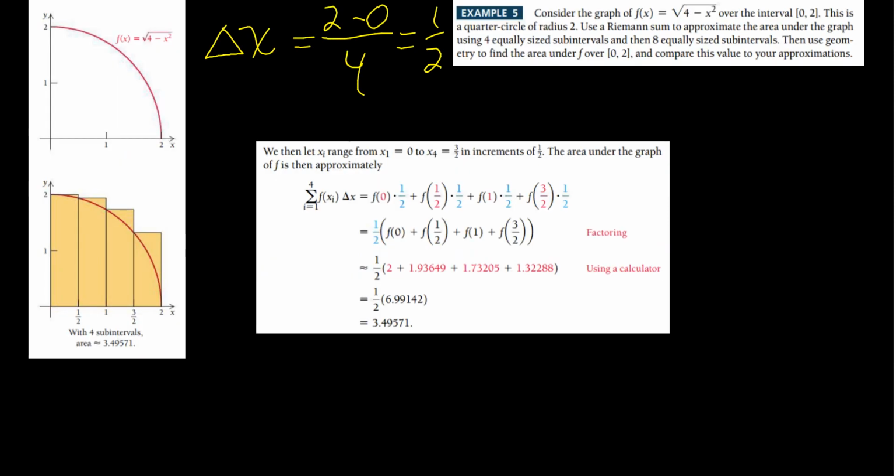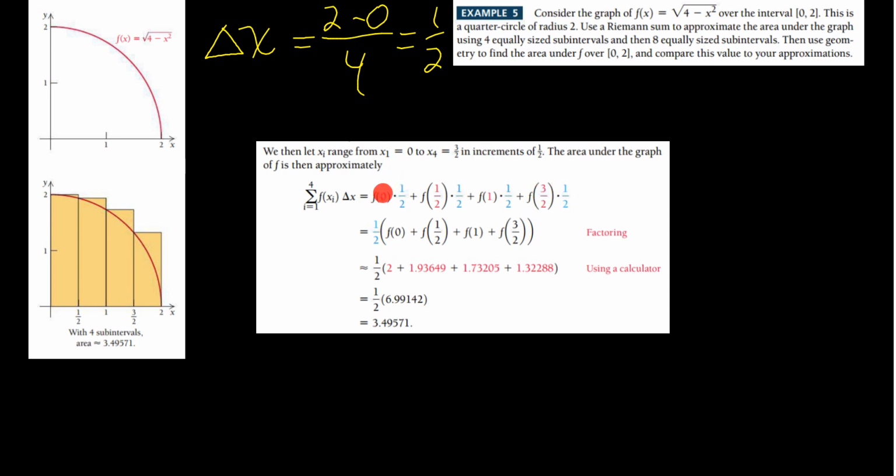So the way you set this up is you say the function at 0. Again, our intervals go up by half, so looking at the function from 0 to 1 half, from 1 half to 1. We're going to do this 4 times because we want 4 equally sized subintervals. So f of 0 times my delta x, f of 1 half times my delta x, f of 1 times my delta x, and then f of 3 halves times my delta x.